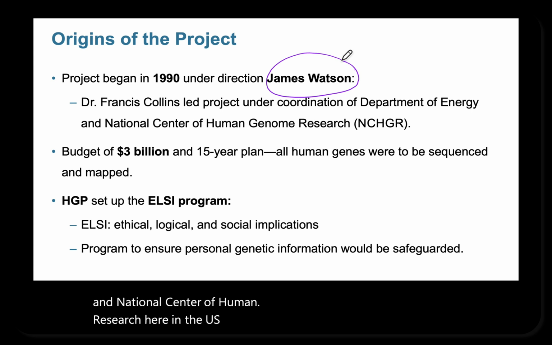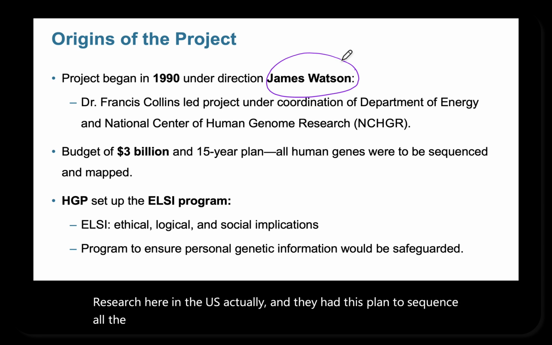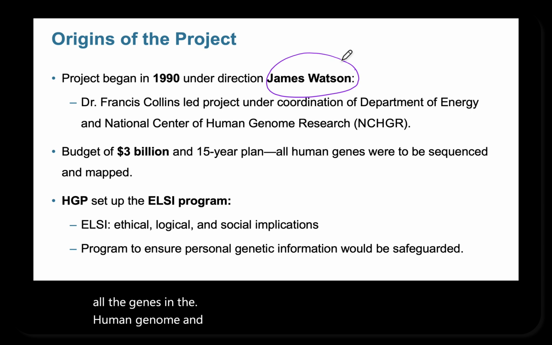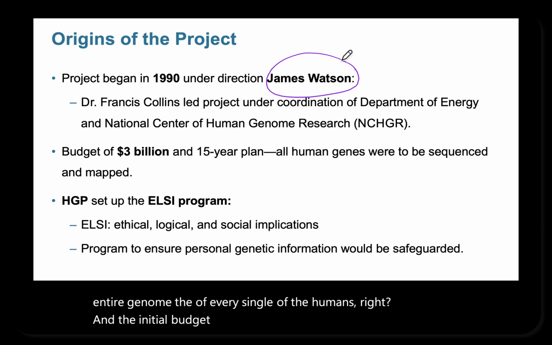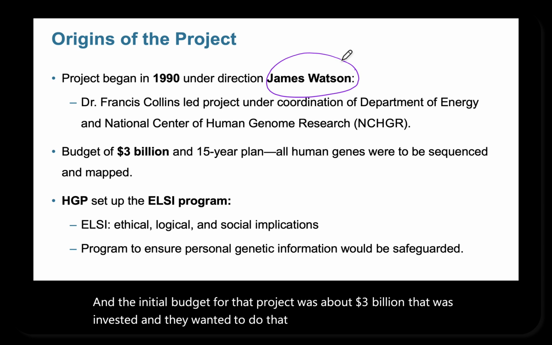And they had this plan to sequence all the genes in the human genome, and the idea was that we could actually map the entire genome of every single one of the humans, right? And the initial budget for that project was about $3 billion that was invested, and they wanted to do that within this 15 years of execution.